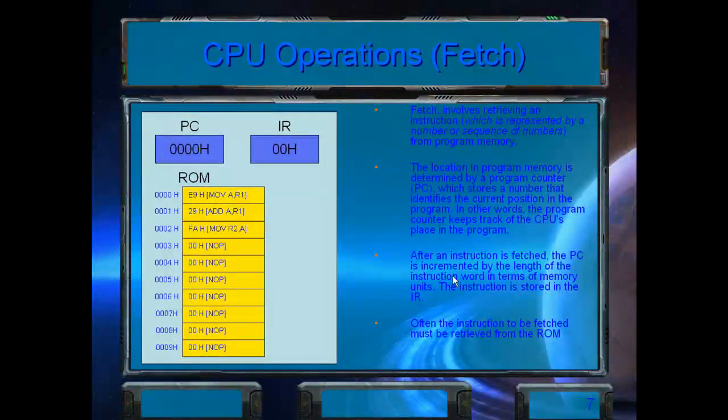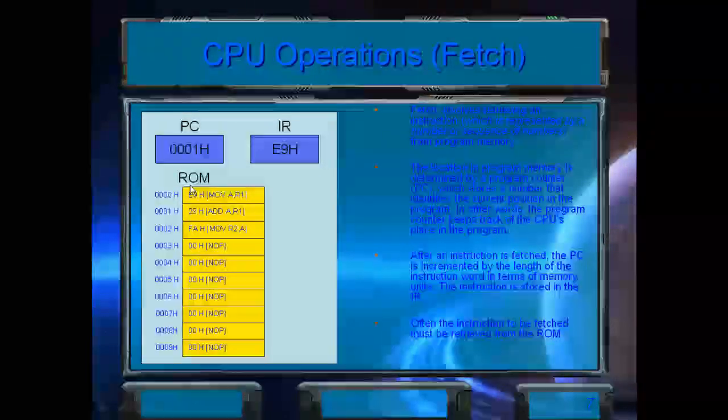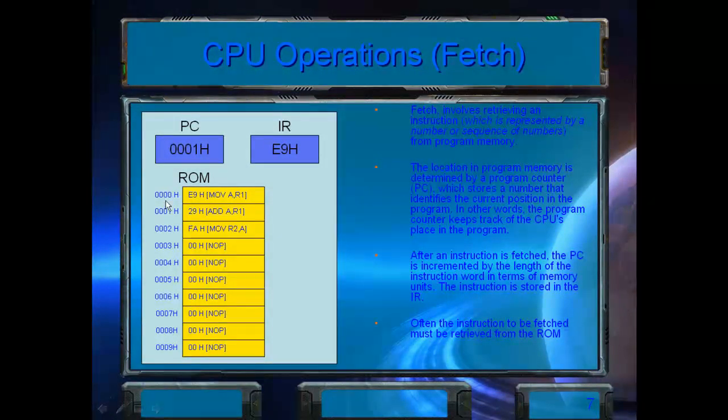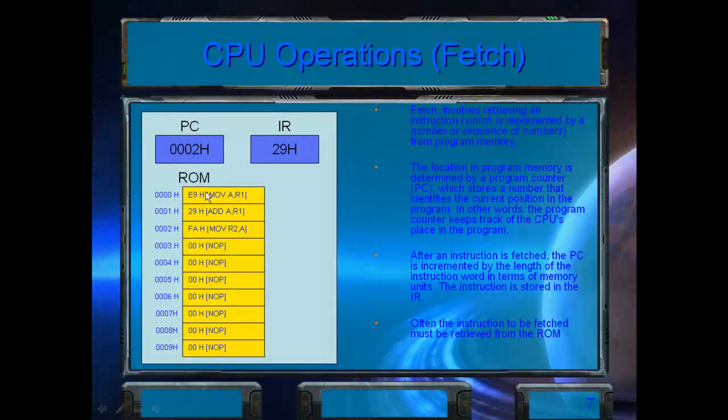When the CPU is first powered on, the program counter and instruction registers are all zeros. The first instruction is at address location 0000 hex. It holds E9 hex in its memory, or in assembly language, move R1 to the accumulator. During the fetch phase, the CPU will go to address location 0000 hex and store E9 hex into the instruction register. Then, the program counter is incremented to point to the next instruction, which is 0001 hex, which holds 29 hex. The similar process will then continue until the end of the ROM. Then the program counter will reset back to 0000 hex.